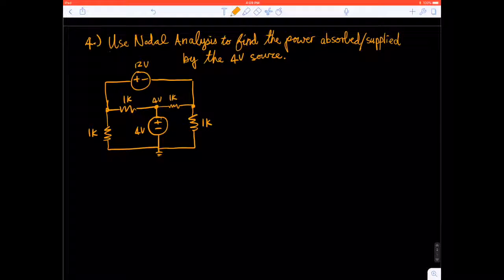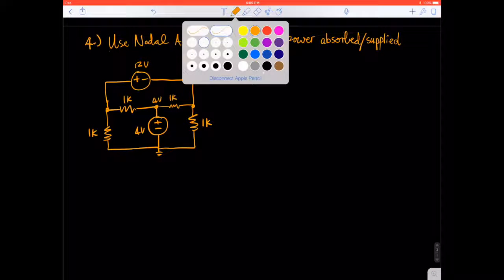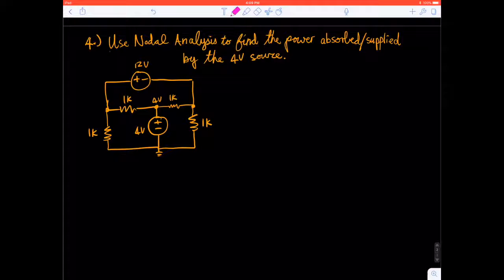So the first thing to do is to look at this problem, and you need to write as many equations as you have unknowns. You can see in this schematic that you already know this node right here is 4 volts. So you really just have 2 unknowns. We'll call that one V1, we'll call that guy V2. I'm going to use the long way to solve it the first time, and then I'll show you the quick way to solve it the second time.